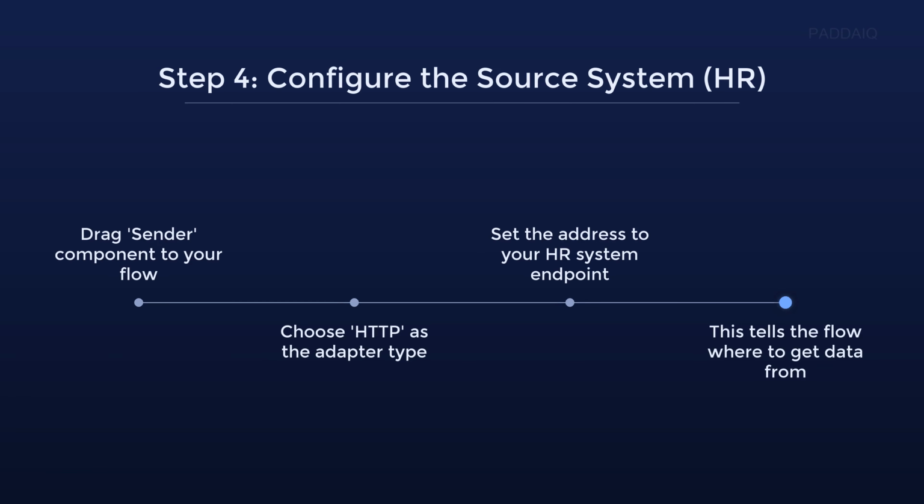This tells the flow where to get data from. It means you are specifying the exact HR system, like its address and login details, so your integration knows which database to connect to. For instance, you direct it to your company's specific SAP SuccessFactors instance. This initial setup is essential for the data transfer to proceed correctly.